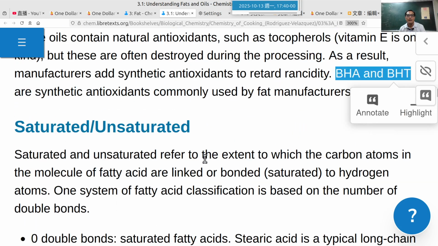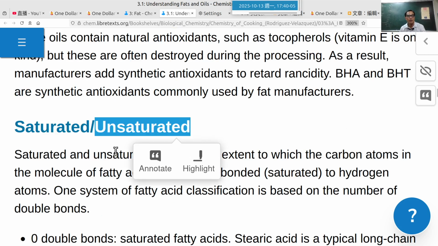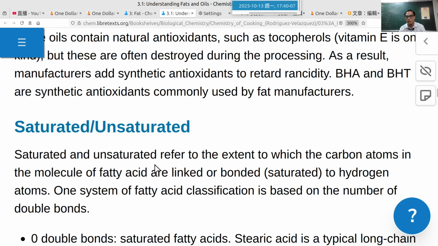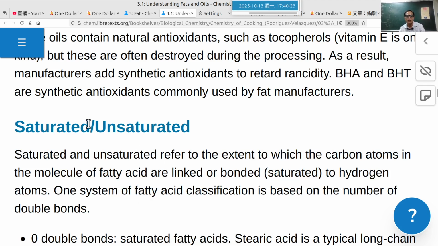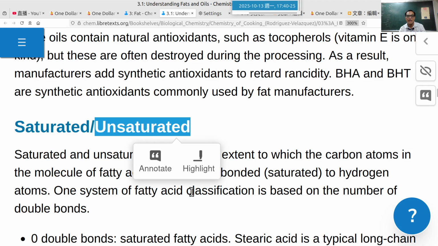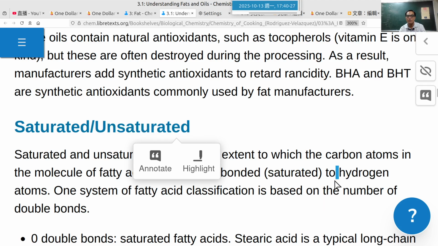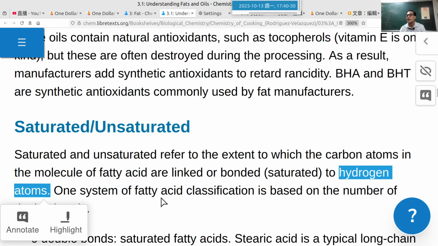And another concept, saturated or unsaturated. Saturated and unsaturated refer to the extent to which the carbon atoms in the molecule of fatty acid linked or bonded. That's saturated. I'm full. I cannot eat more. Okay. I'm hungry. That is unsaturated because it can eat some hydrogen atoms. It can add some hydrogen atoms to the structure.